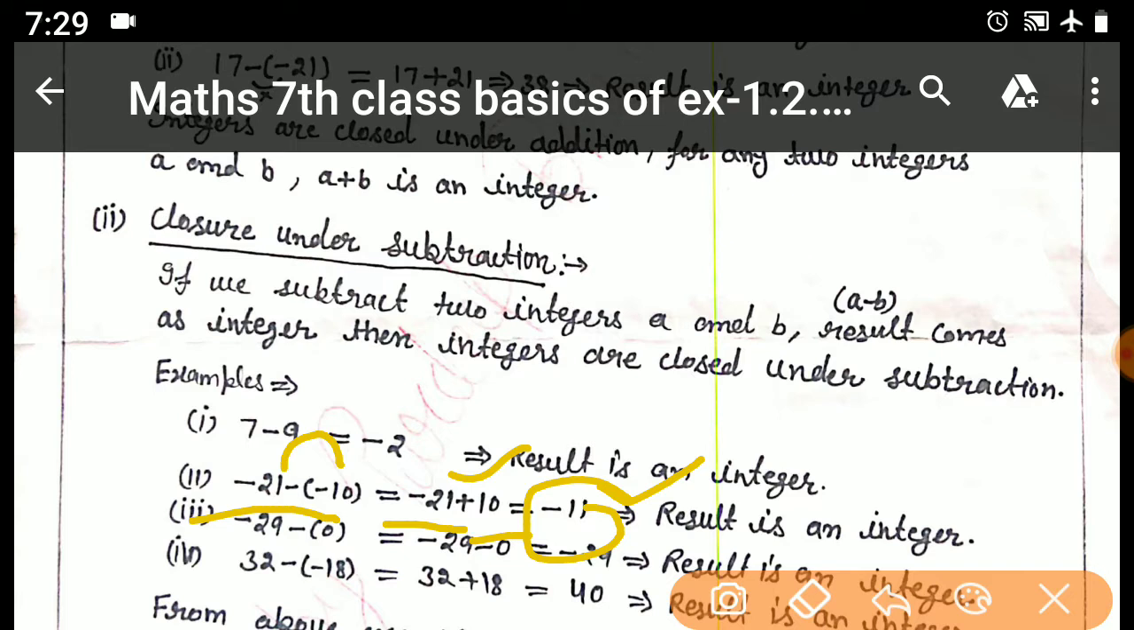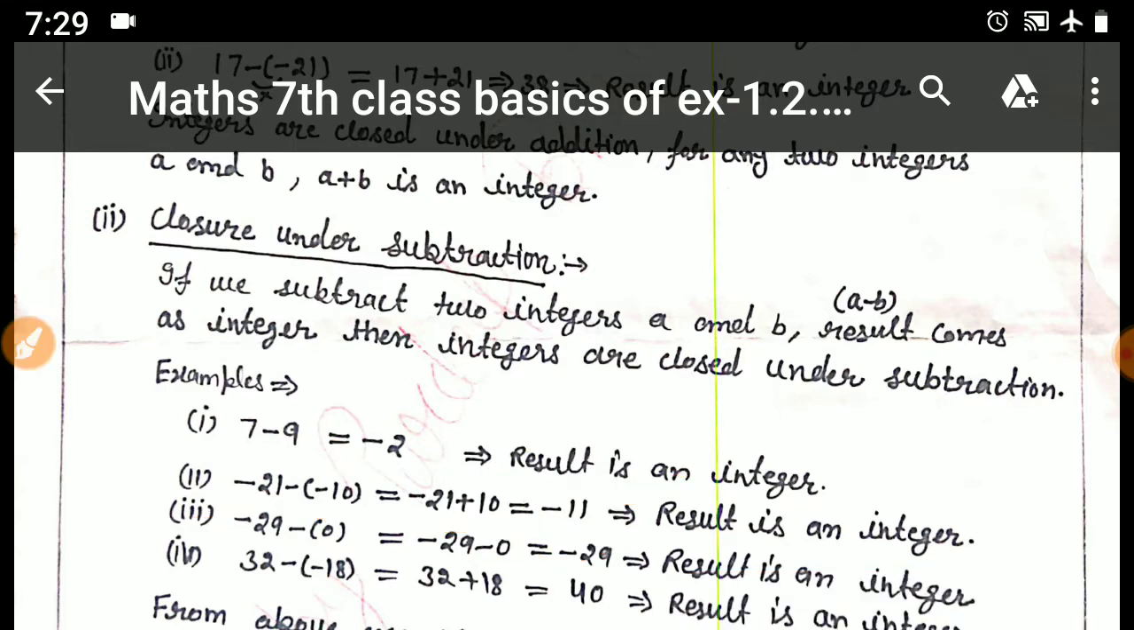Integers are closed under addition. Both properties are satisfied. And you may take some more examples and verify this property.